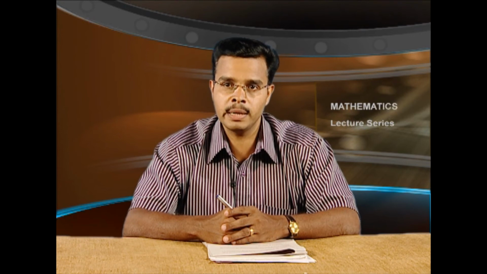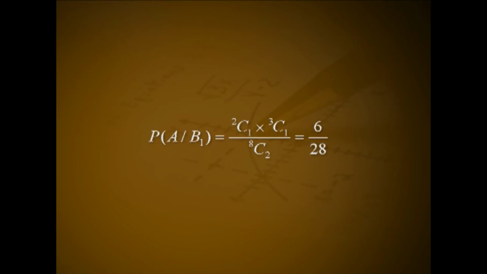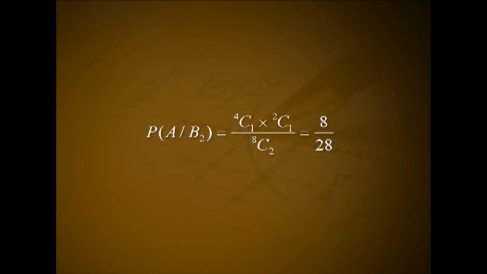If the selected box was B1, then the probability of the happening of the event A is denoted by P of A given B1, that is equal to 2C1 into 3C1 divided by 8C2, that is equal to 6 divided by 28. If the selected box was B2, then the probability of the happening of the event A is P of A given B2 equal to 4C1 into 2C1 divided by 8C2, that is equal to 8 divided by 28.